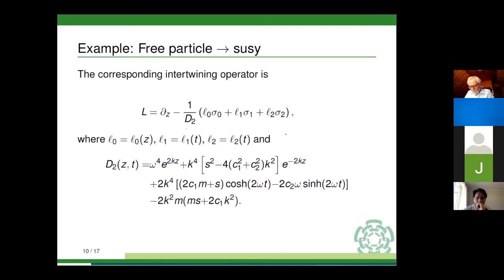It's kind of long, but the important thing is that this function D2 right here depends on both time and the spatial coordinates. Moreover, it is important to notice how they depend on z. Here we have this exponential, and here we have this other exponential. The other two terms depend only on time. And this is important because later we are going to make the replacement z goes to ix, and we need to keep this function real.